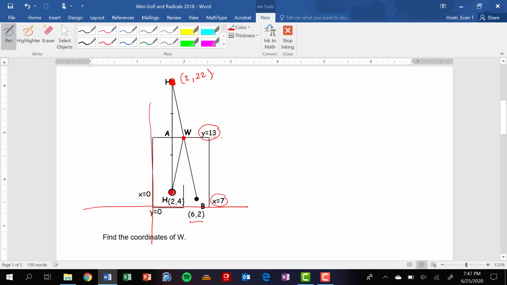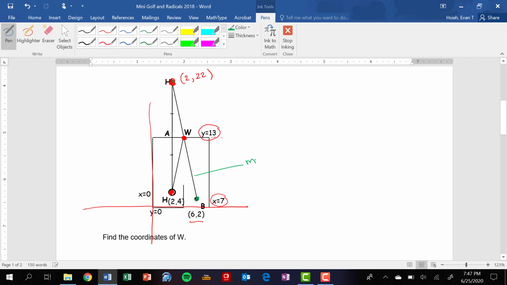And then I need to find this point right here, this W. It is not necessarily the midpoint, although it does look like it is, and I don't think it is. But what I need to do here is find the equation of this line. And that should be pretty easy, because I have 2 points: this point down here, the ball, and this H prime here. And I can find the slope. So let's find the slope.